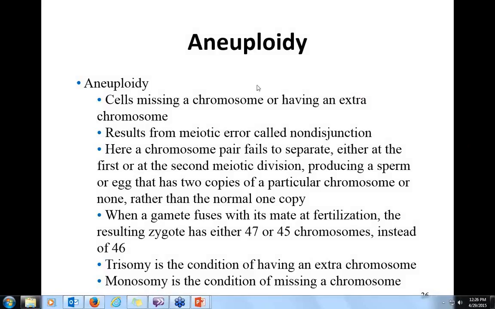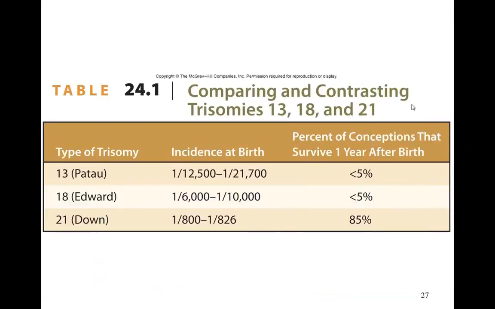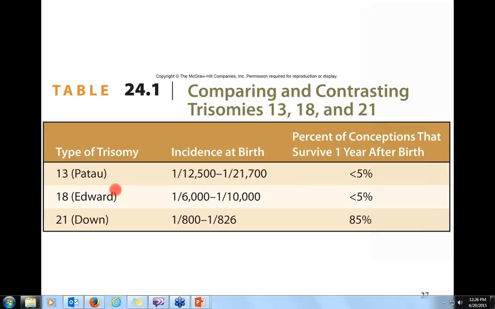Let's talk about some of these disorders. Among the autosomal chromosomes, only three can have trisomy with the child being born. Trisomy of 13 and 18 are rare and survival is not very good. However, those with Down syndrome, which is trisomy 21, can live a fairly long life.